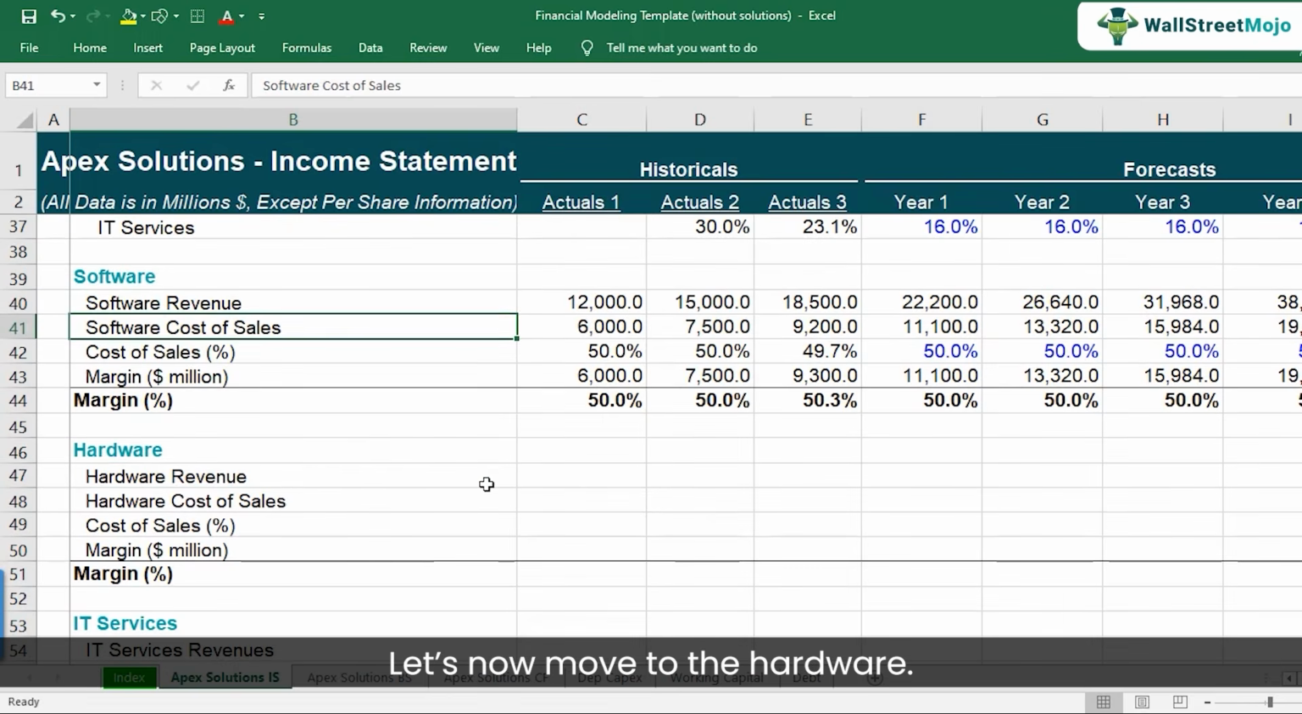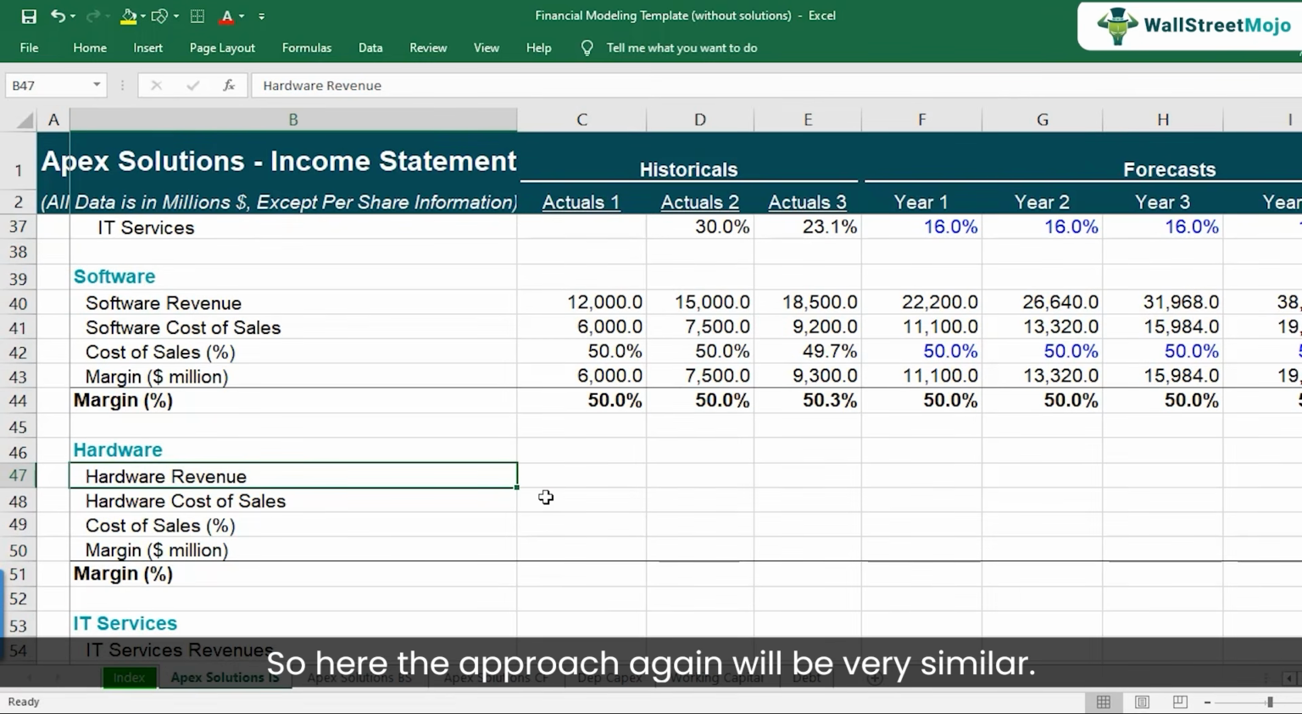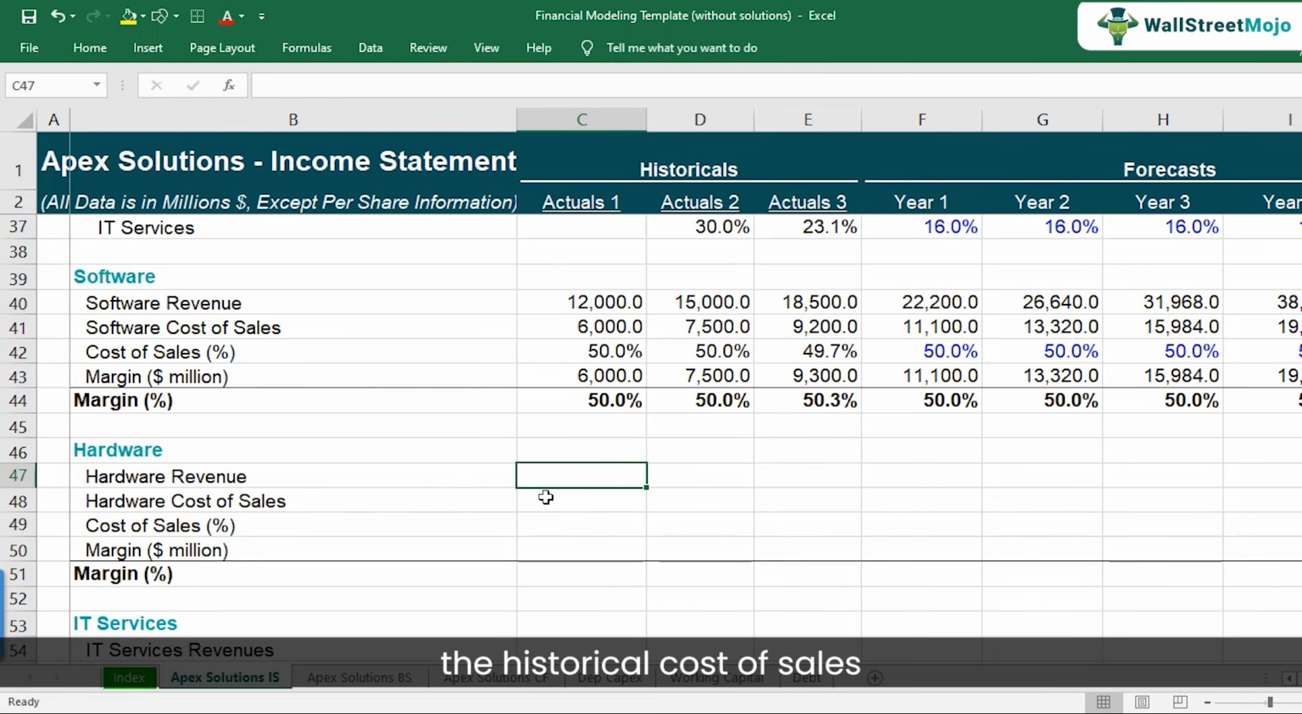Let's now move to the hardware. So here the approach again will be very similar. It will be again, first we'll calculate the historical cost of sales for this segment, and then we'll look at the projections, and based on what we have been provided by the management, we'll put that and forecast the respective cost of sales for hardware as well. Okay. So let's do that fairly quickly.